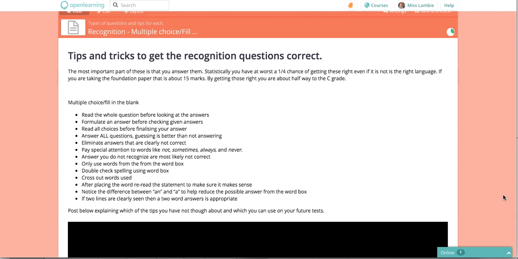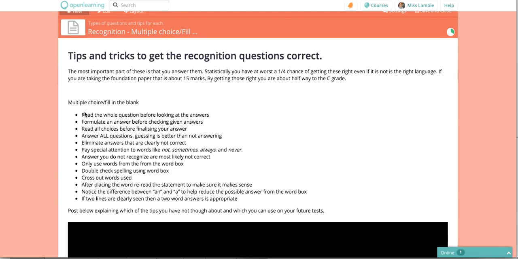What we're going to be looking at right now is recognition style questions and tips and tricks to help get those recognition style questions right. One of the most important parts of these questions is that you actually answer them. If you don't answer them, then you're 100% going to get them wrong. If you have no idea and you just guess, you're going to at least have a 1 in 4 chance of getting them right.